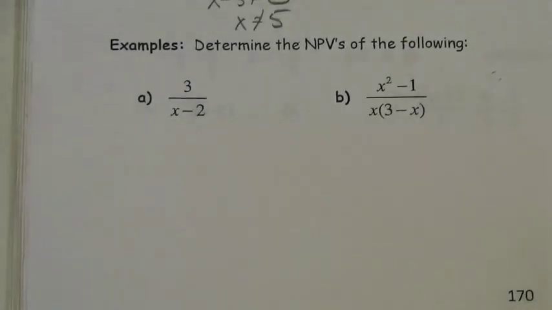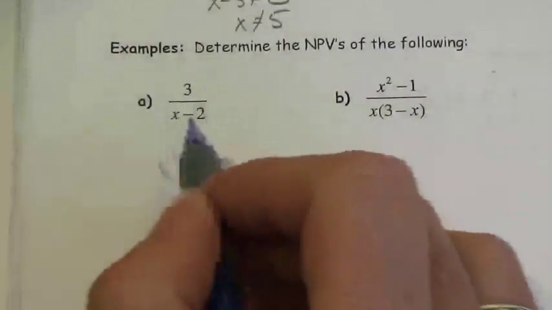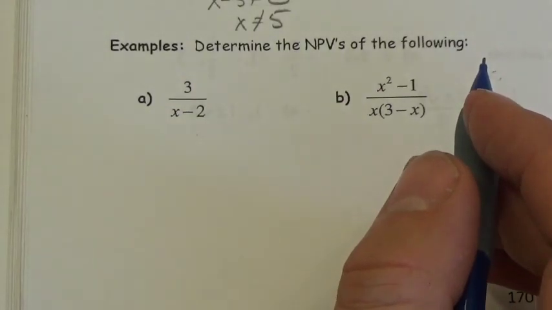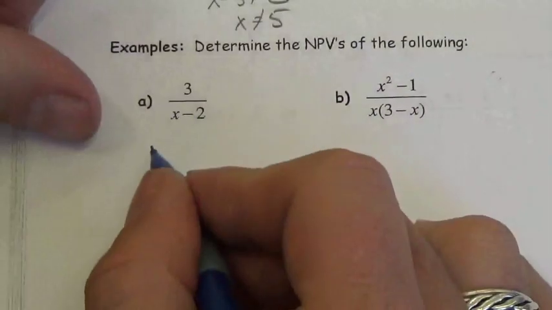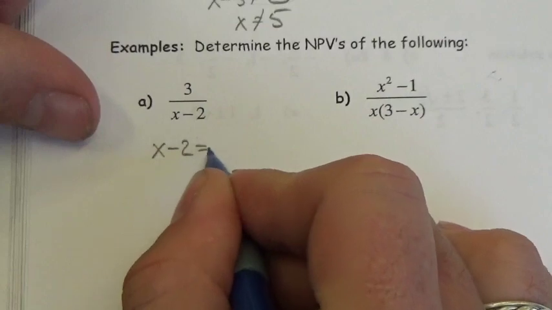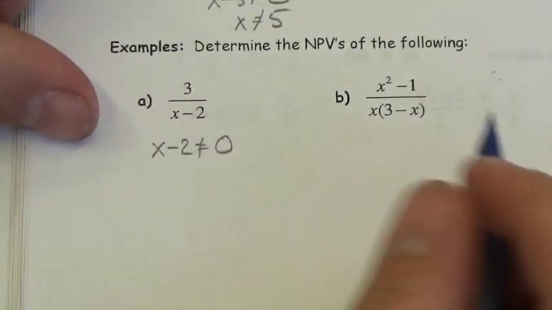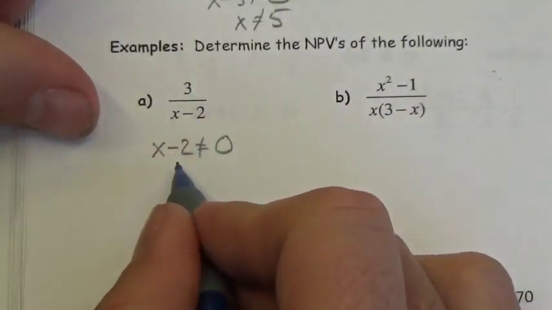Okay, so in this question we're asked to determine the non-permissible values. Okay, so 3 divided by x minus 2. Well, it's the denominator that I can't allow to equal 0. So I cannot allow x minus 2 to equal 0. That's no good. So let's solve for x.